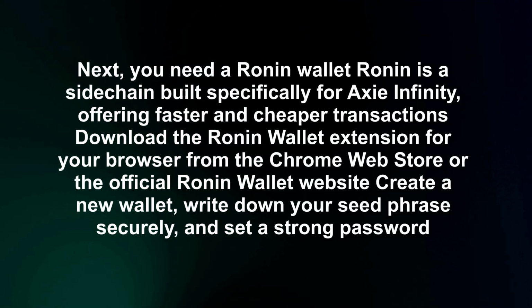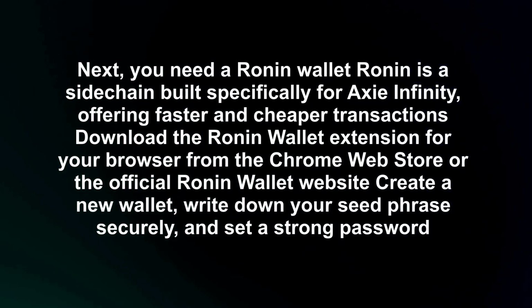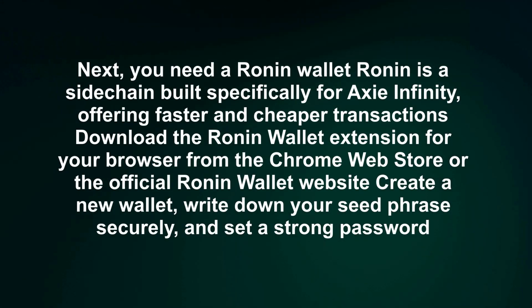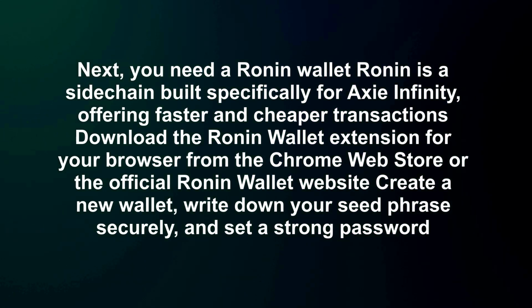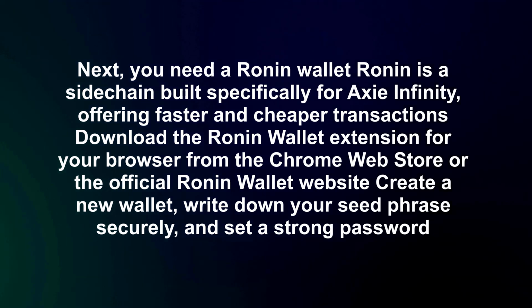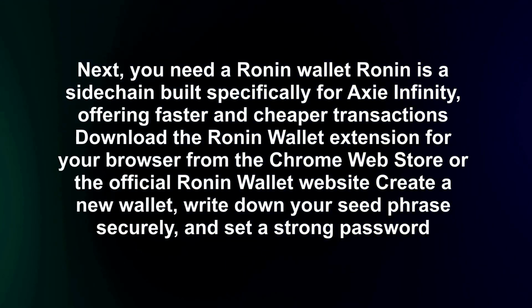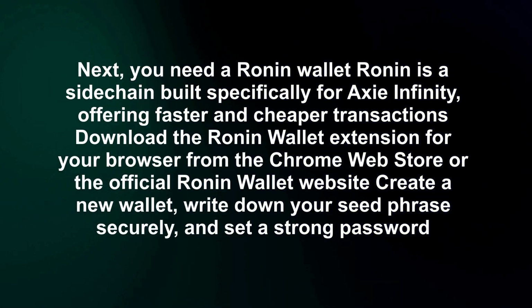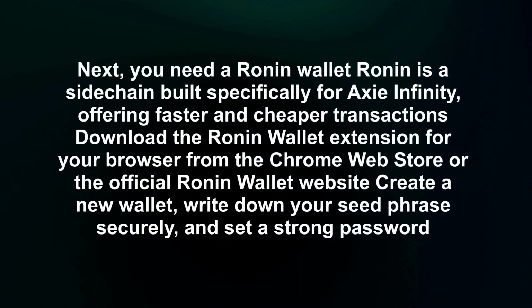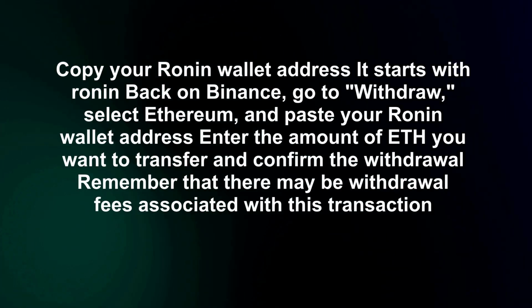Next, you need a Ronin wallet. Ronin is a sidechain built specifically for Axie Infinity, offering faster and cheaper transactions. Download the Ronin wallet extension for your browser from the Chrome Web Store or the official Ronin wallet website. Create a new wallet. Write down your seed phrase securely and set a strong password. Copy your Ronin wallet address.